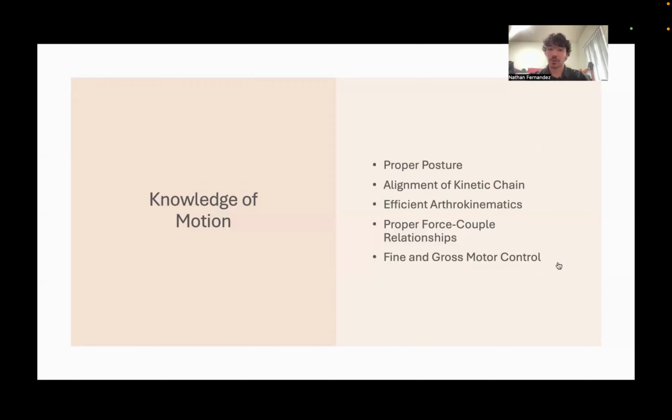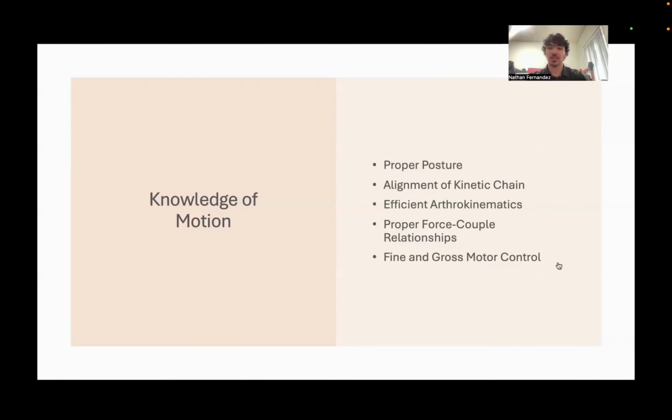Moving on to the efficient arthrokinematics of putting on the shoe. Joint articulations should function smoothly and within normal ranges during the reaching, the bending, and pulling motions required to put on the shoe. The hip should flex and externally rotate with appropriate posterior glide, and the knee flexes while maintaining joint congruency. The ankle dorsiflexes to allow the foot to slip into the shoe.